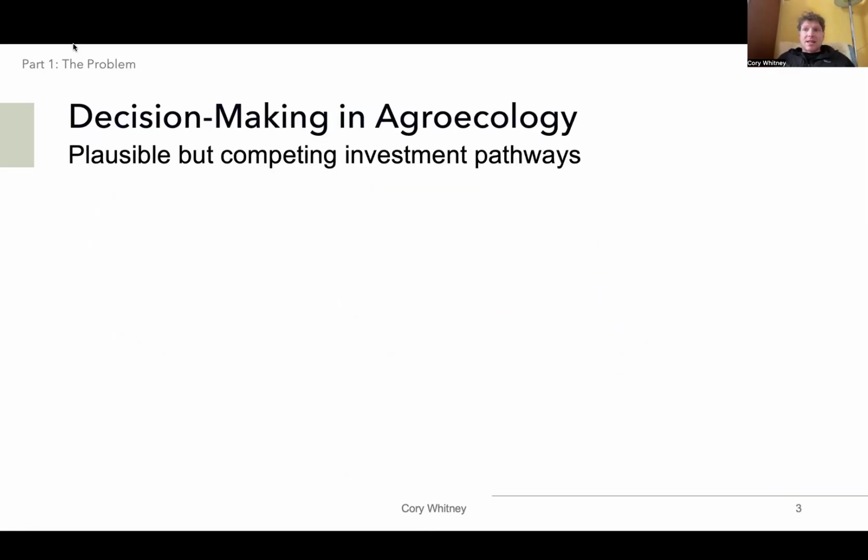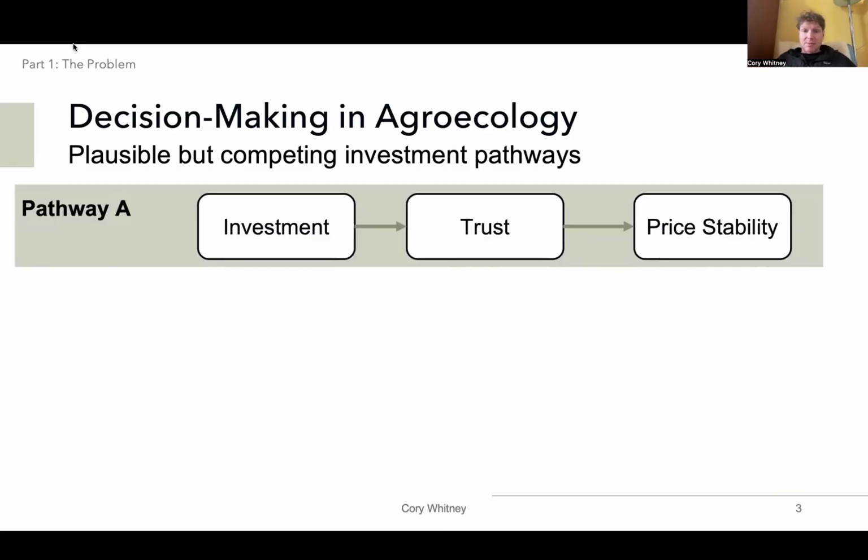So let's get into decision making in agroecology and talk about plausible but competing investment pathways as a thought experiment to get us started. Imagine we have a public investment to make to improve local value chains. We'd like agroecology principles to be made into food system interventions, to make it into those outcomes related to ecology and society from agroecology. So we are making this investment.